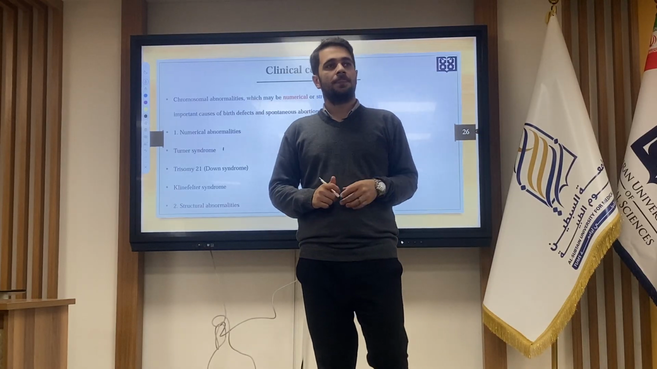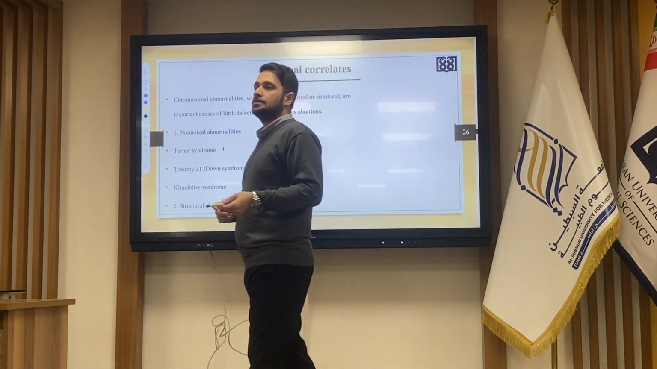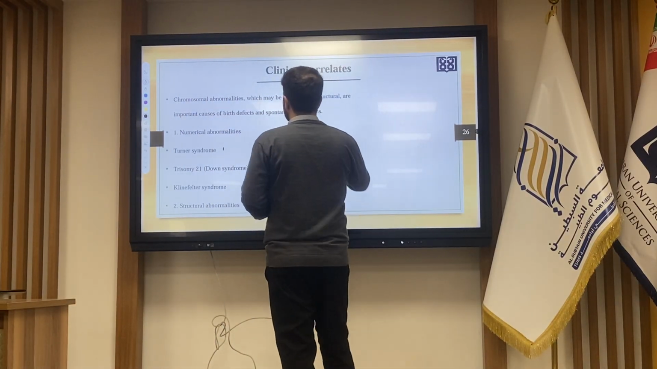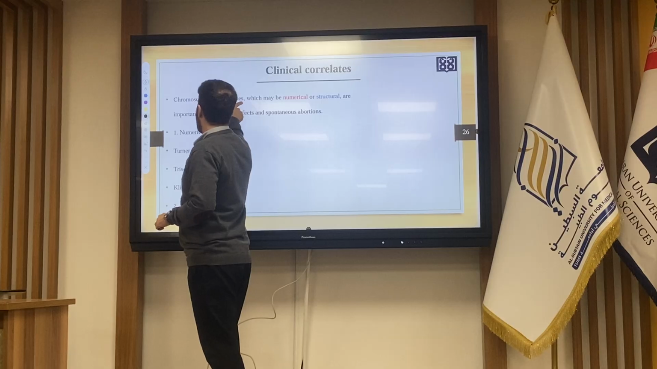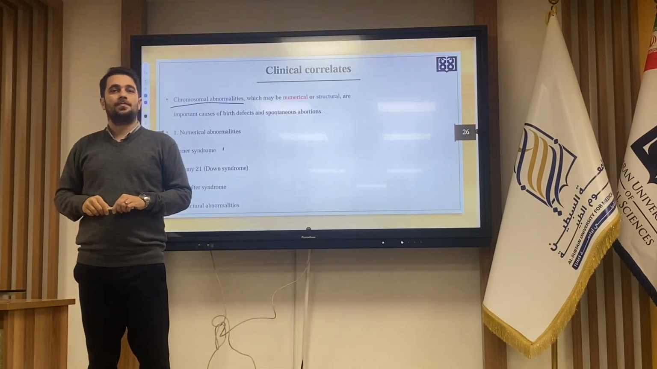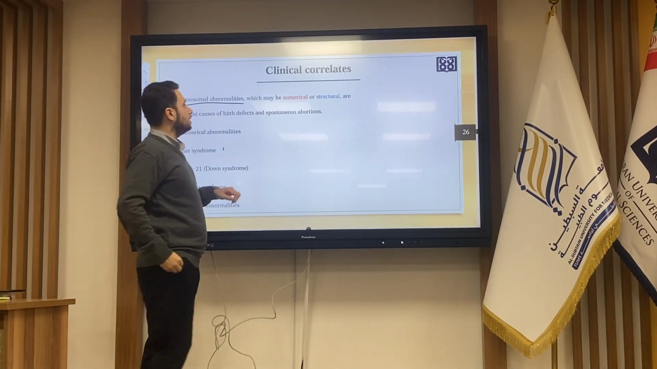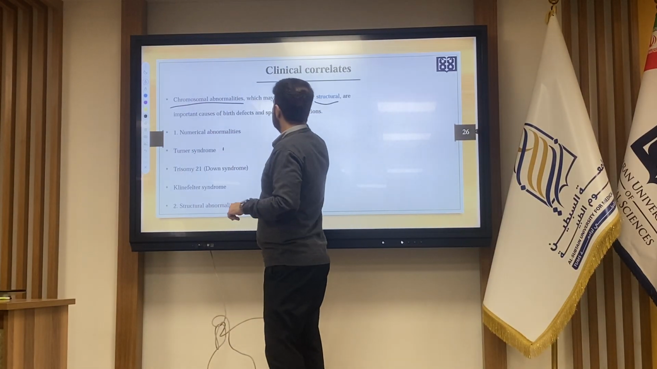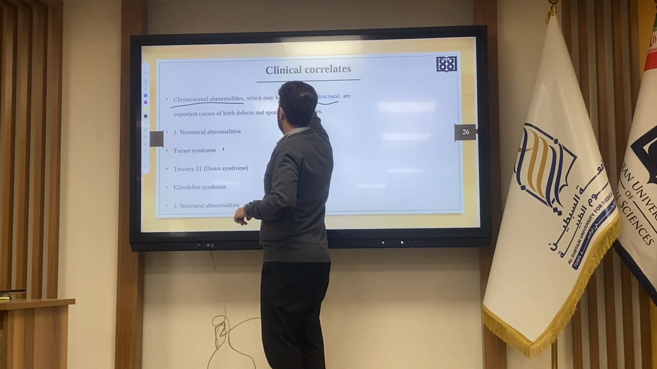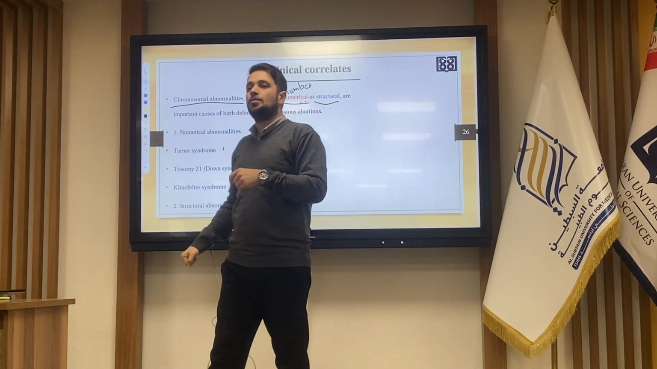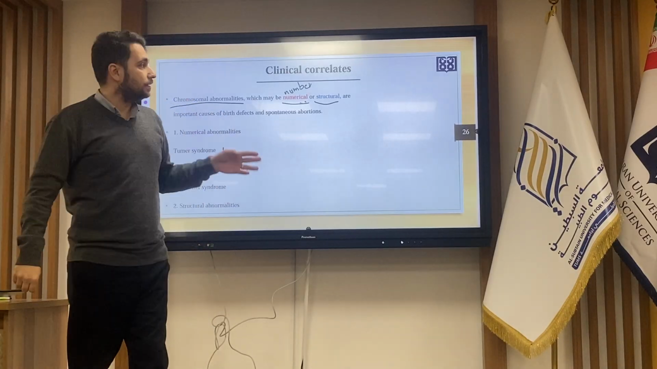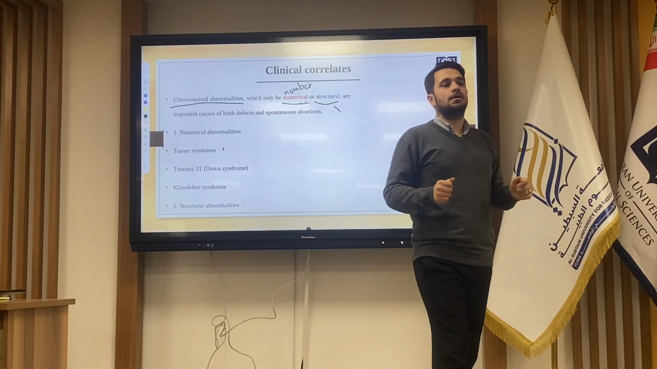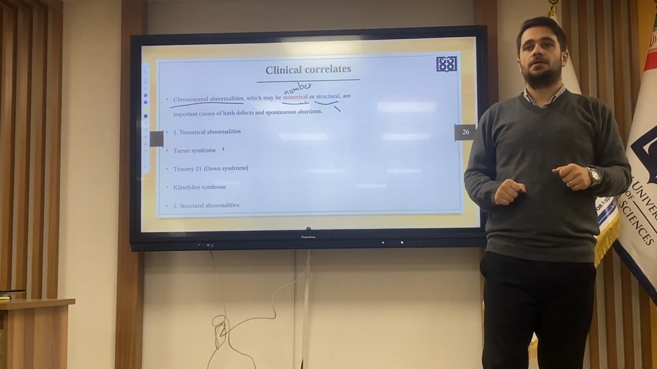I told you about the normal divisions, about the prophase, metaphase, anaphase, and telophase. And you are seeing at this slide, we have abnormalities in chromosomes. We can have this abnormality in numerical and structural. Numerical means the number of the chromosomes being changed. And the structural means that the structures of the chromosome are being injured or damaged or disrupted.